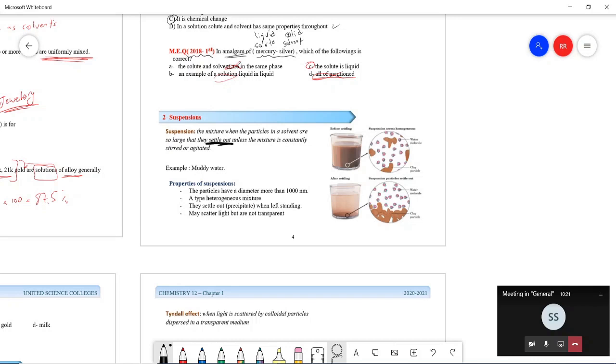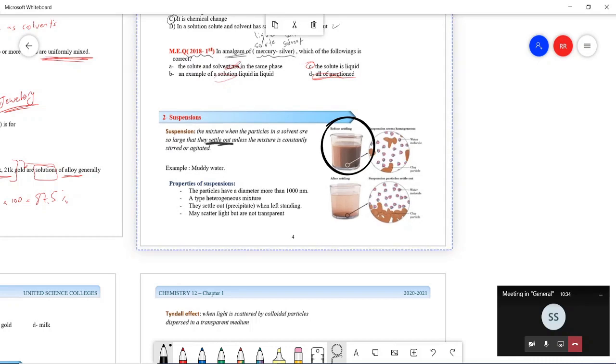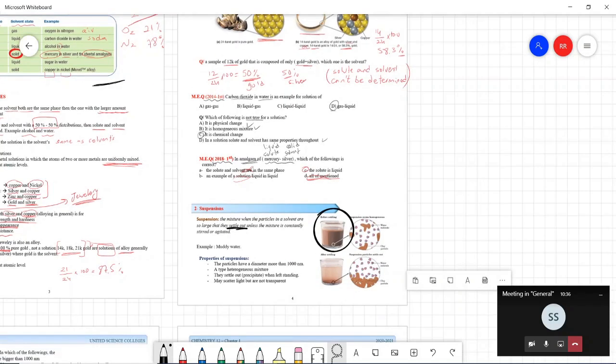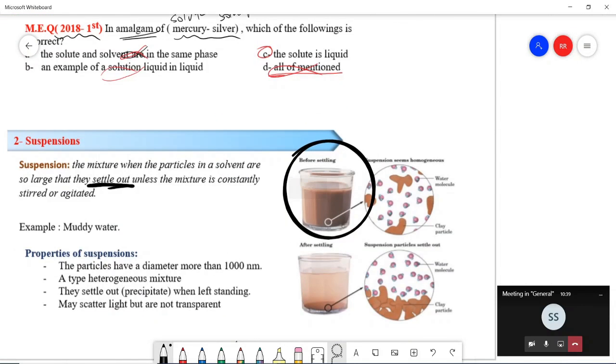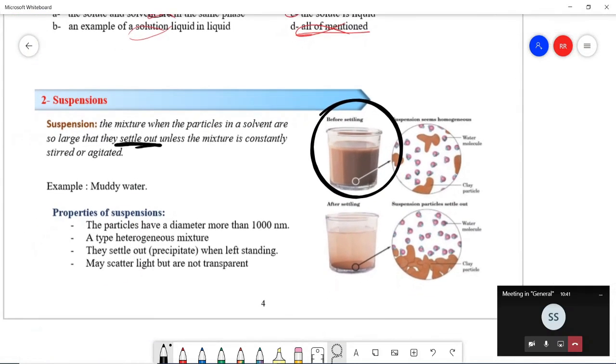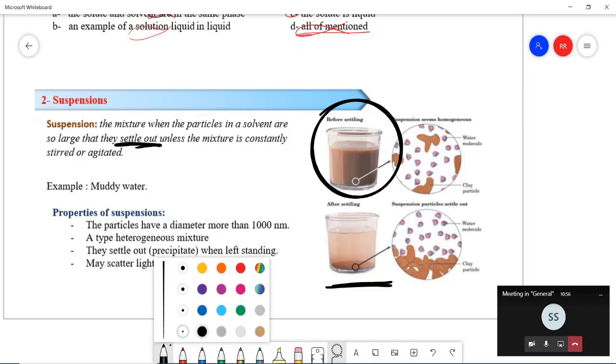This is called the mixture before settling. Before settling means it's constantly stirred or agitated. Agitated means shaken or moved around. So if they are constantly moved around or agitated, they will still be like this. But if we leave it for a while without agitating, without stirring, we get this one, in which the particles are precipitated.